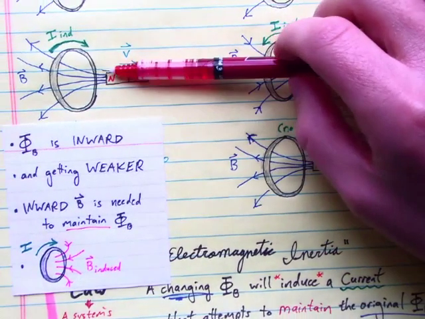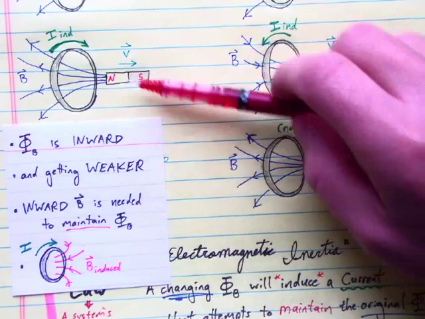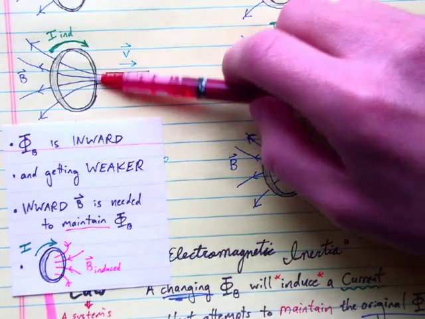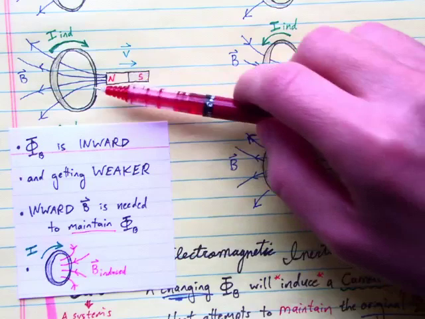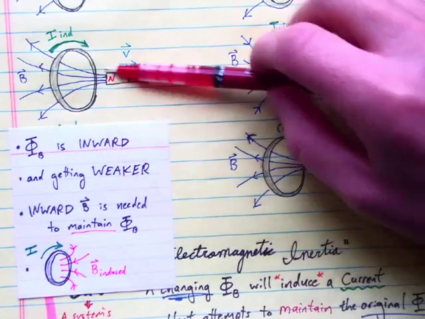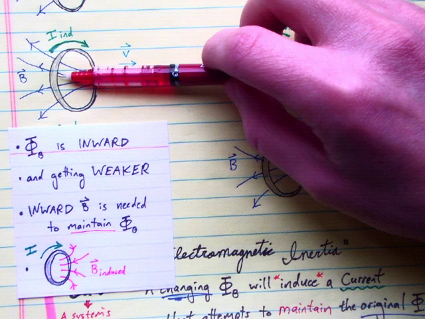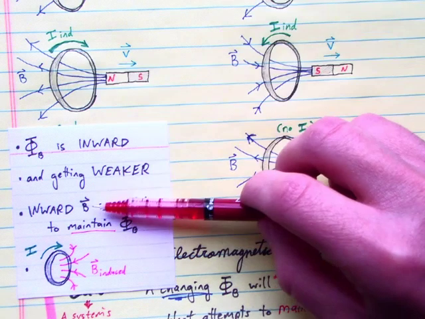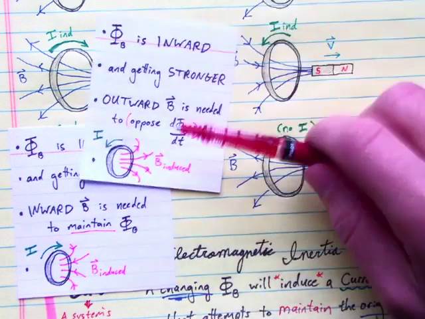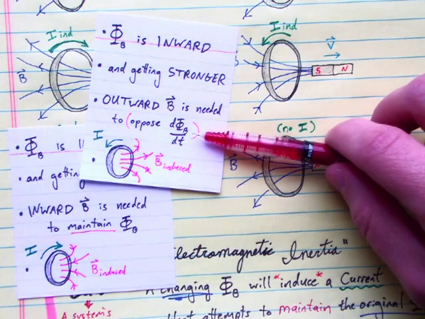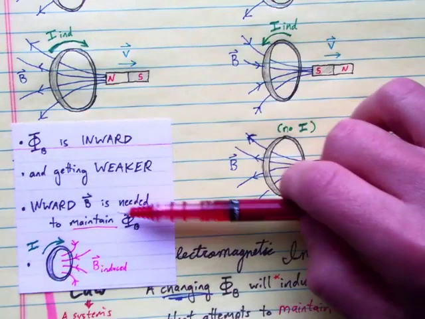In this case, we have an inward magnetic flux, but since the magnet is moving away, the flux is getting weaker. The strong field here is getting further away, and there's more of this weak field coming into the plane of the loop. So we have an inward flux that's getting weaker. We need to add more inward flux to maintain it at what it was. So inward magnetic field is needed to maintain the flux. Before I was saying oppose the rate of change of flux. Another way of expressing that would be to maintain the original flux. So inward B is needed to maintain that flux.